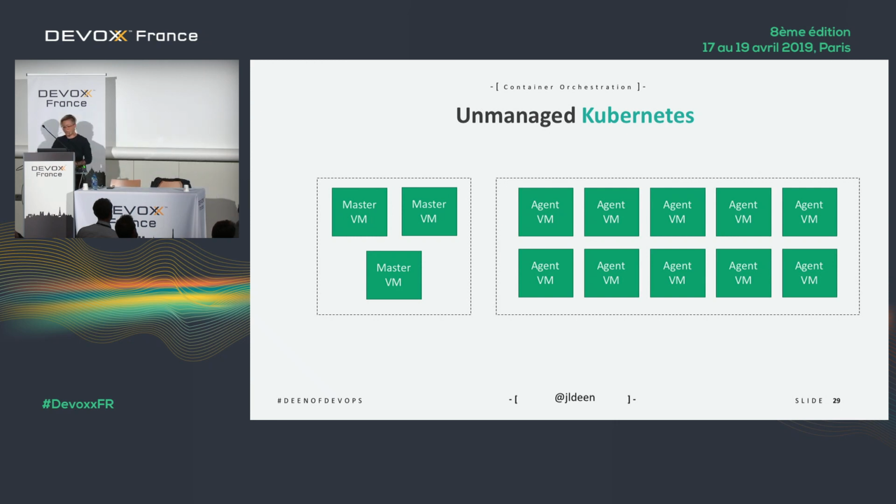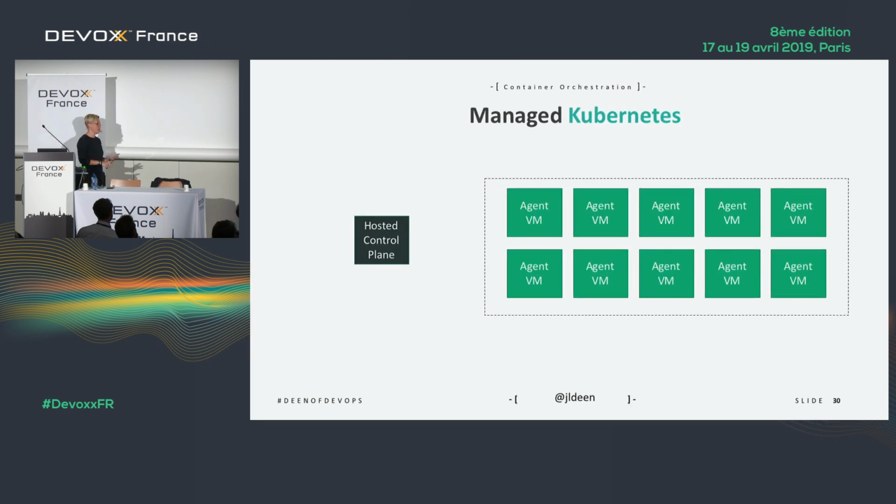But when you have a managed service, whether it be Google, Amazon, Microsoft, Oracle, Mesosphere, it doesn't matter. You're going to have a hosted control plane, which takes care of the etcd, the scheduler, everything from the brain. And then really you only have to worry about your agents themselves and your agent pool.